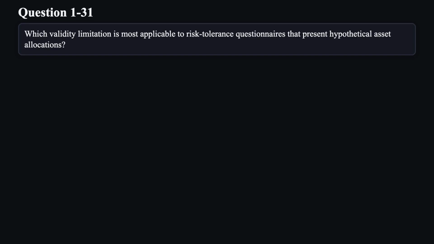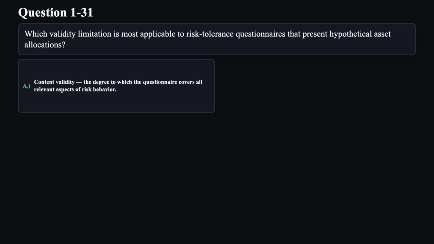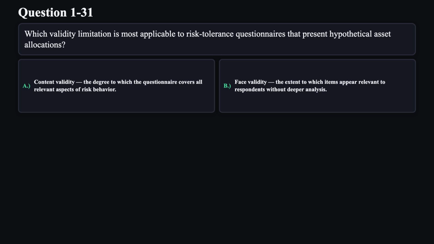Question 31. Which validity limitation is most applicable to risk tolerance questionnaires that present hypothetical asset allocations? A. Content validity, the degree to which the questionnaire covers all relevant aspects of risk behavior. B. Face validity, the extent to which items appear relevant to respondents without deeper analysis.